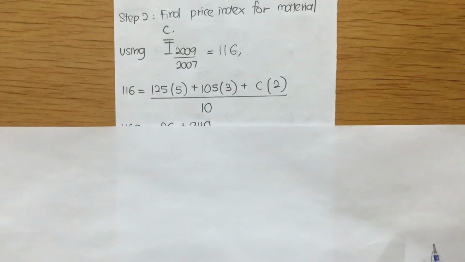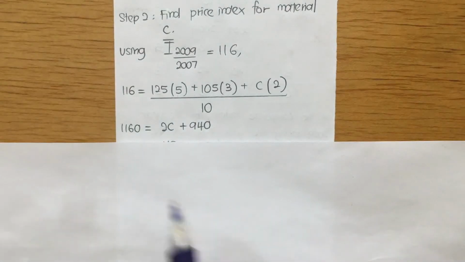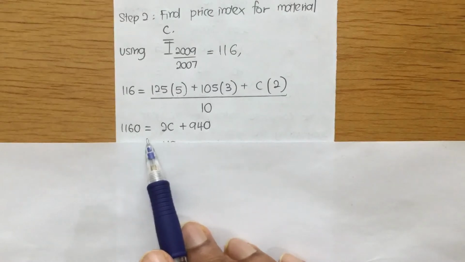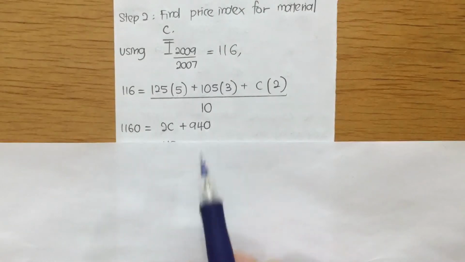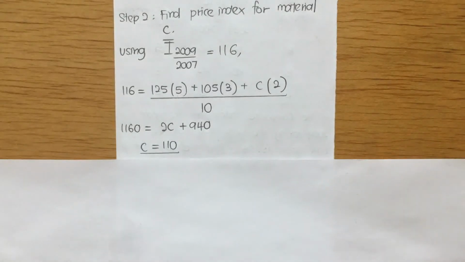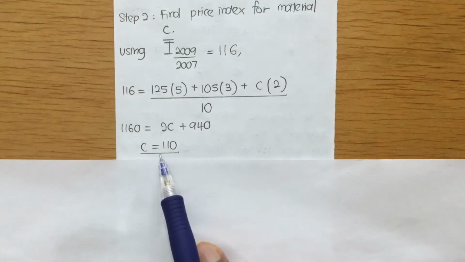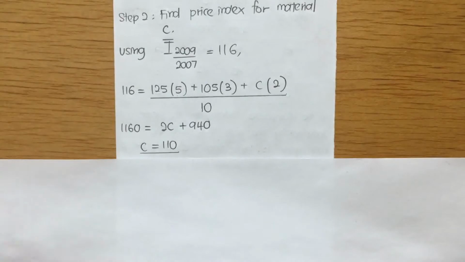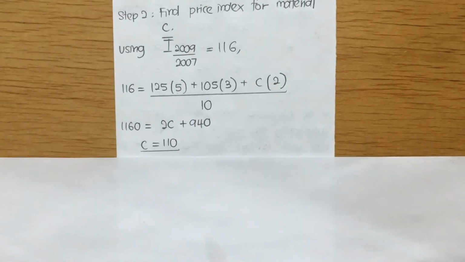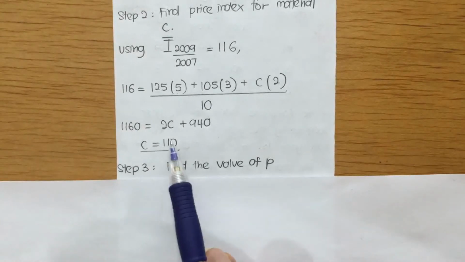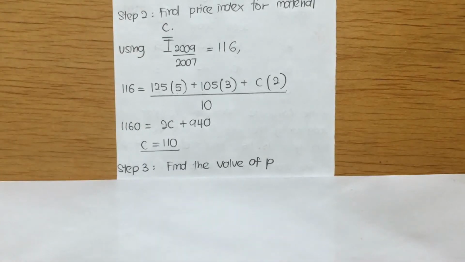Continue to the next step. So 116 times 10, you get 1160 equals 2C plus 940. From here you calculate, and you should get the price index for material C equals 110. Let us proceed to the final step, which is to find the value of P. Now we have already found the price index for material C.